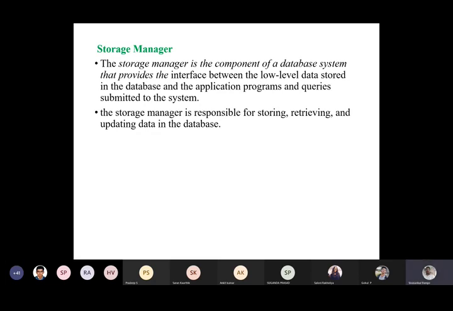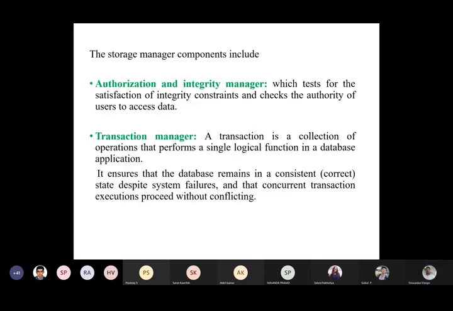So the storage manager acts as an interface between the low level data that is stored in the database and the application programs and queries that are submitted to the system by means of an interface. The storage manager is responsible for storing, retrieving, and updating data in a database. The components of a storage manager include the authorization and integrity manager.